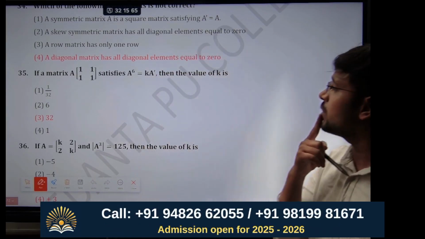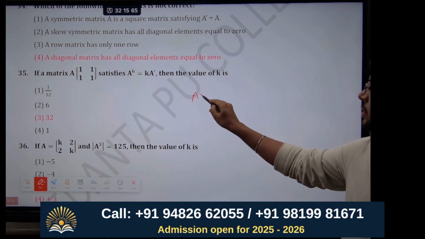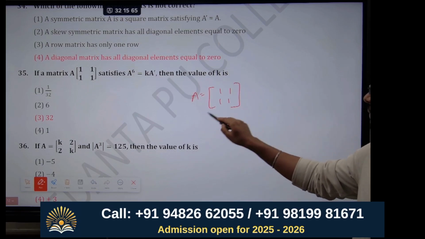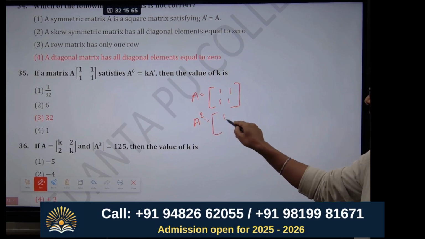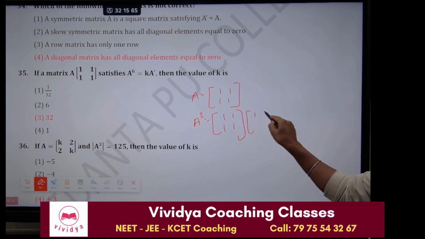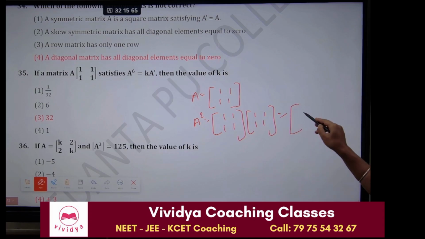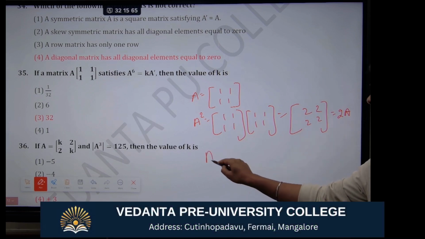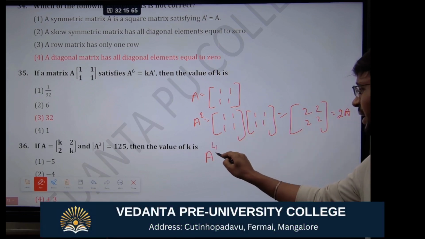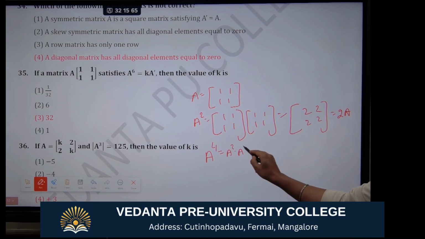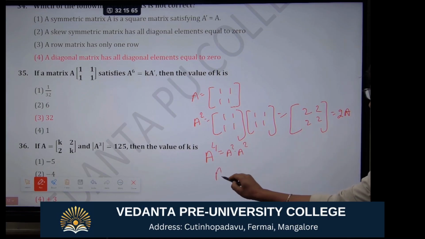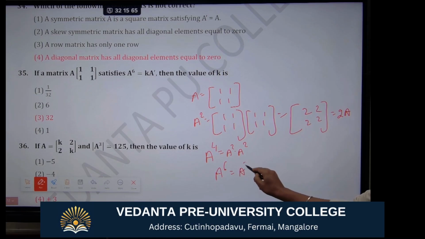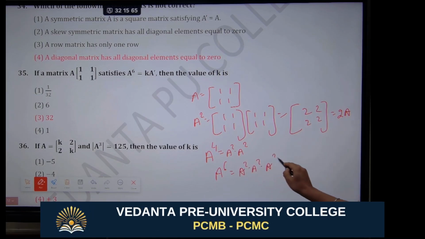Again, you have to find A to the power 6. The matrix A is given as 1 1 1 1. Find A squared, because we have to figure out the pattern: 1 1 1 1 times 1 1 1 1. If you solve, this will come out as 2 2 2 2, which means this is 2 times the matrix A. Similarly, if you find A4, which is A squared into A squared, or A6 also you can see, A squared, A squared, A squared. Okay, now we have to find A cube then.